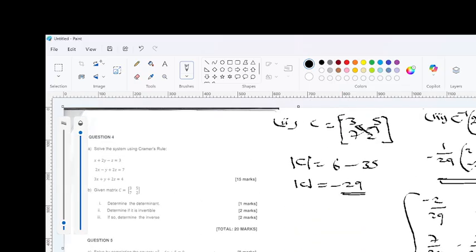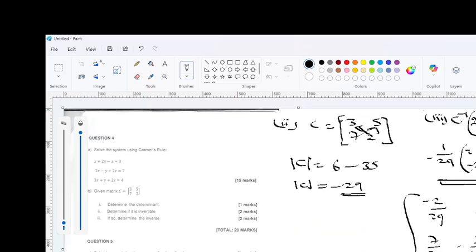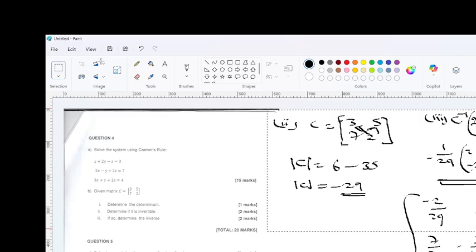Question 5. Solve it quickly so that we can finish the whole paper on time.